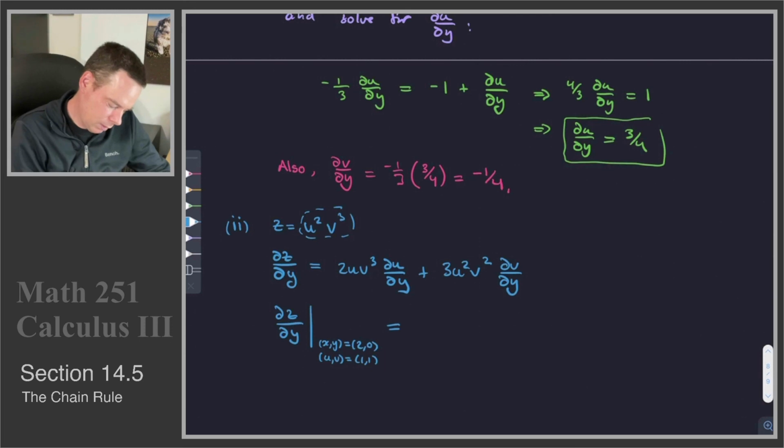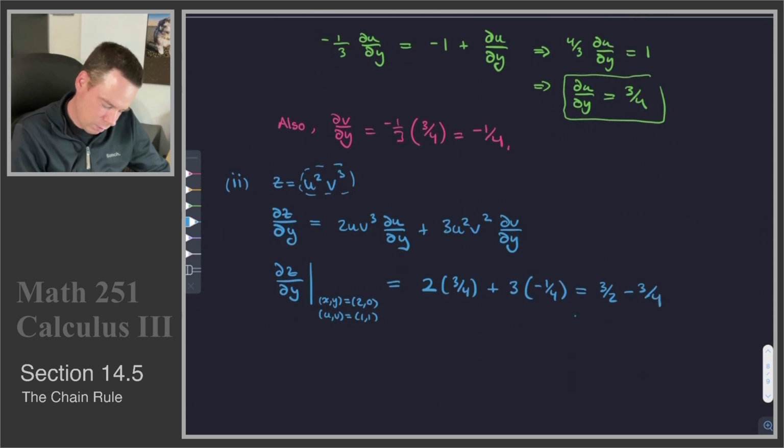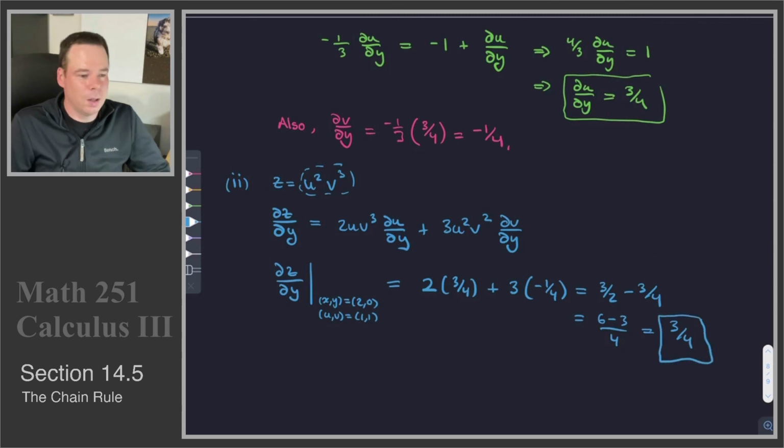So let's go ahead and pop those things in. That'll be 2 times du/dy, we worked that out above, that's 3/4, plus 3 times u squared times v squared times dv/dy. We worked that out above. That was negative 1/4. And so this becomes 3/2 minus 3/4, or in other words, 3/4. So there's our partial derivative of z with respect to y.